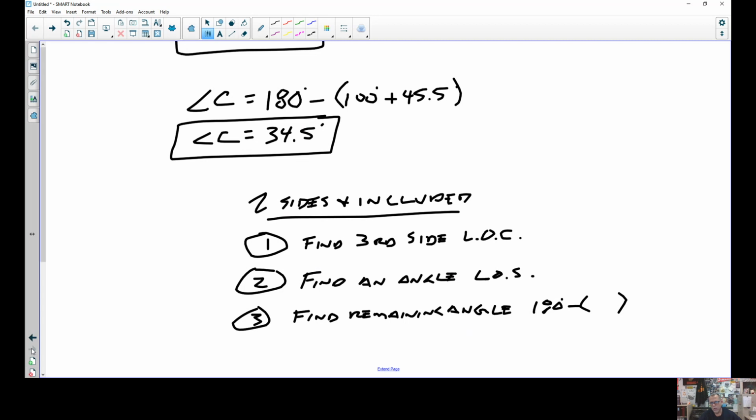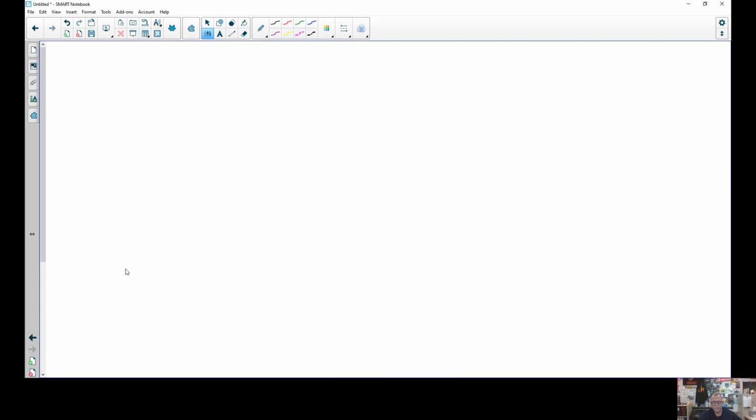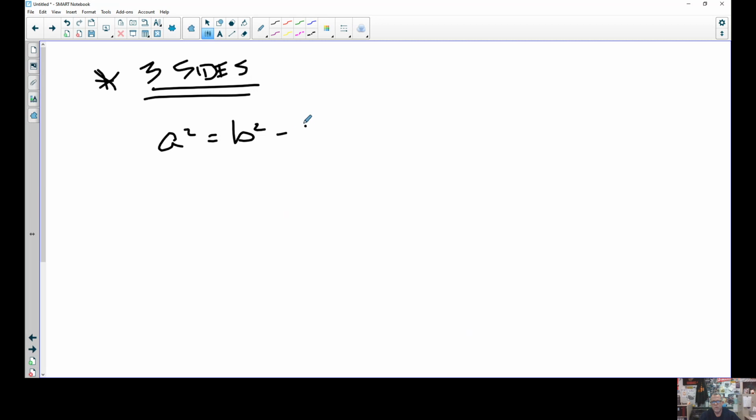So there's one other time we use law of cosines I want to go over. And that is when we're given 3 sides. Now, when we're given 3 sides, this is the other way we do it. This form is not as useful.